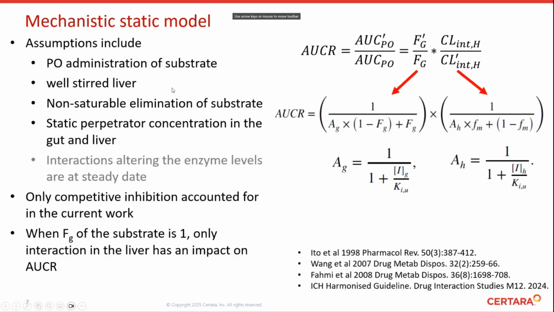A well-stirred liver model is assumed here, and as we are talking about intrinsic clearances, non-saturable elimination of the substrate is assumed. As said before, static perpetrator or inhibitor concentrations in the gut and liver are assumed, but the static concentration estimates in the gut wall and liver differ from each other.